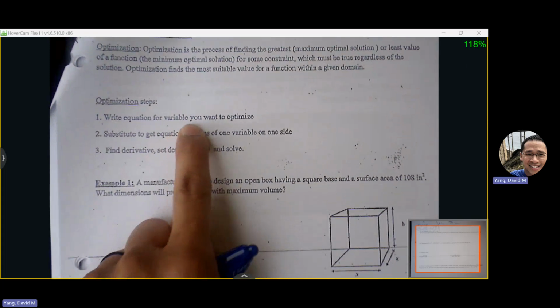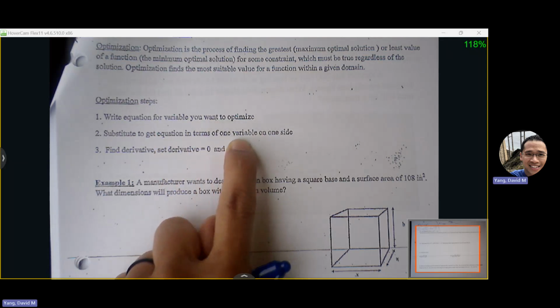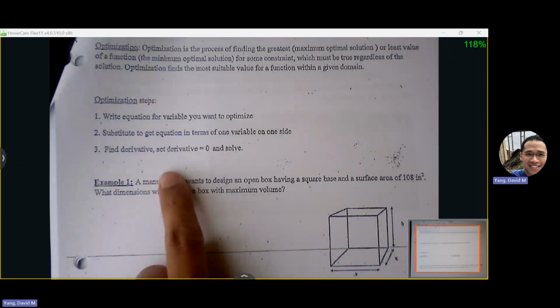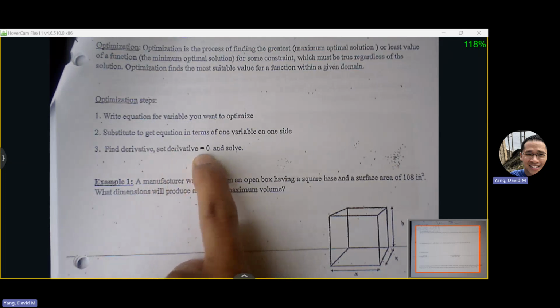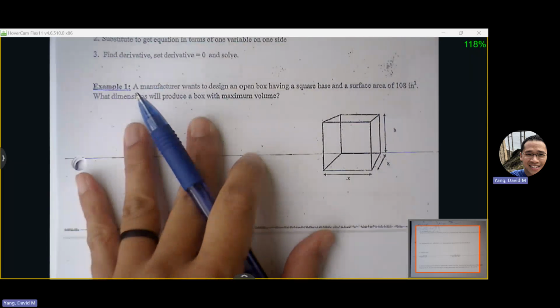Okay, so we're going to write the equation for the variable that you want to optimize. We're going to substitute to get the equation in terms of one variable. Usually, we need a second helping equation to get our main equation down to one variable. Once it's down to one variable, we just find the derivative, set the derivative equal to 0, and then solve. Similar to related rates, they have a word problem format, and also the calculus is not the difficult part. A lot of times the calculus is just power rule. It's the setup that's a little bit different.